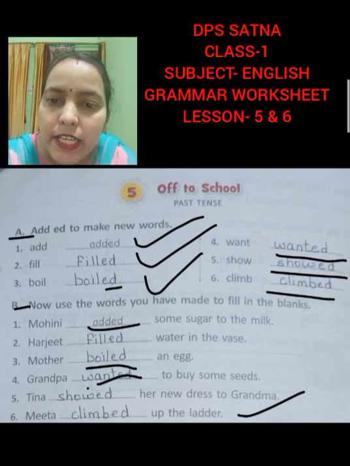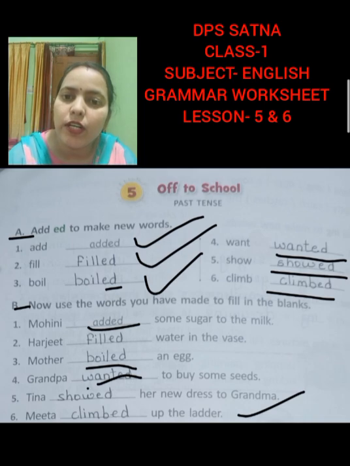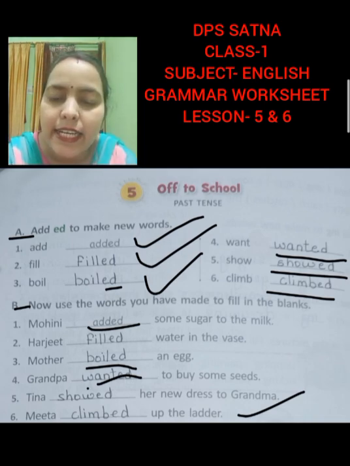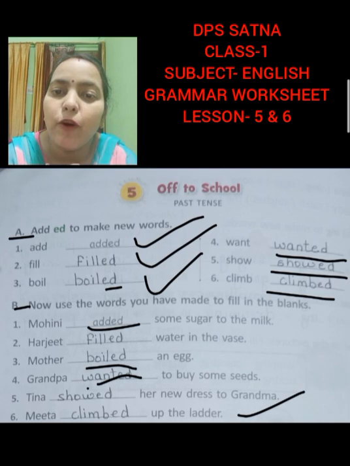In the A exercise, what we have to do, word is given to us and we have to add ed on it and make a new word. And in the second exercise, we have to fill in the blanks. In that blank, we have to use the same words which we had formed in A exercise. Okay, students, now we are going to do the next exercise.